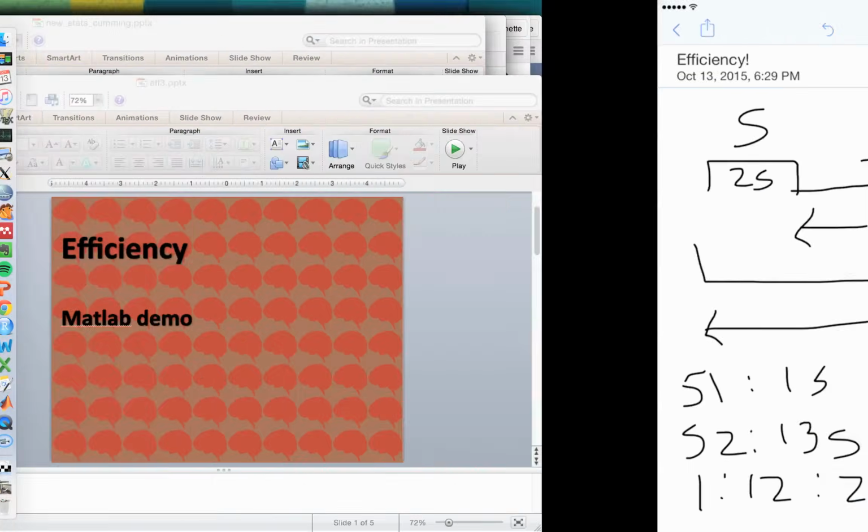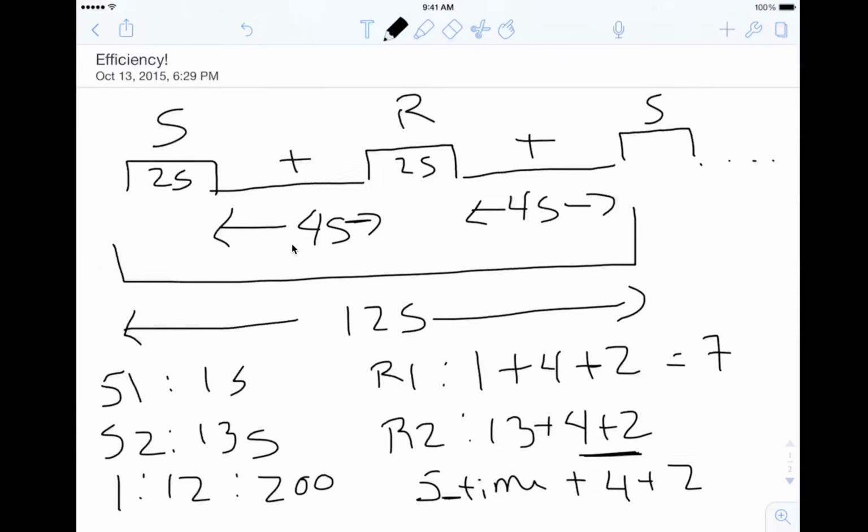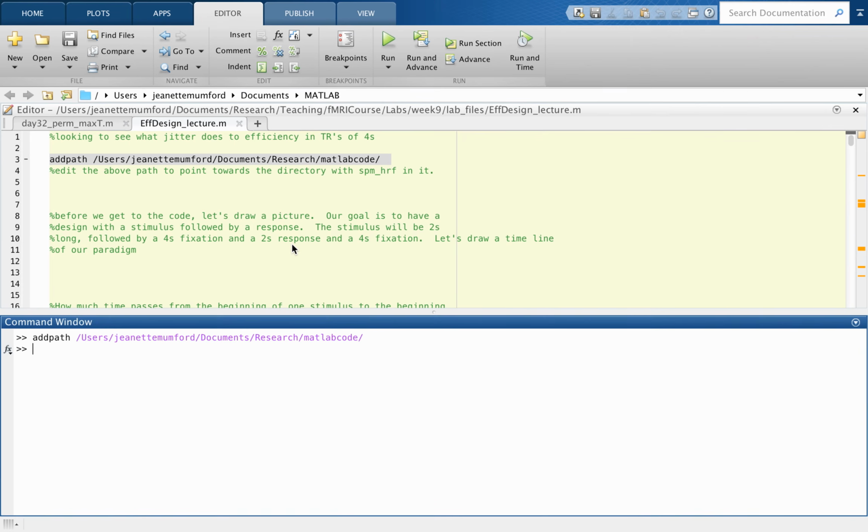Let's find Matlab. That's not Matlab. Here's Matlab. Okie dokie.